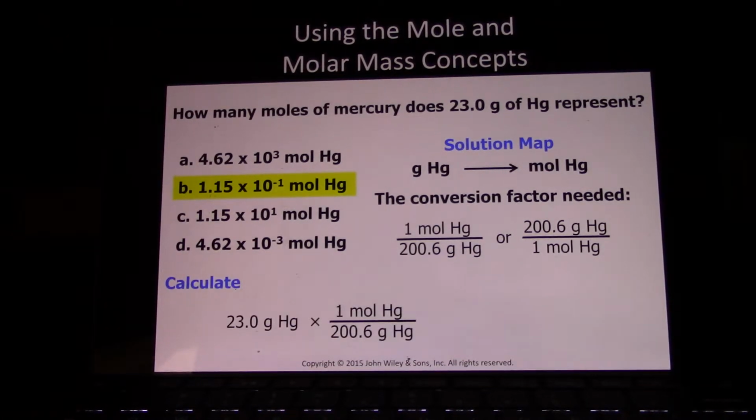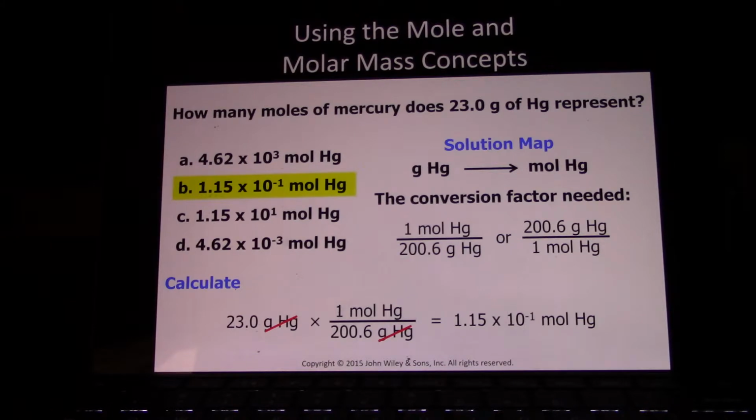And that's our conversion factor. 1 mole of mercury is equivalent to 200.6 grams of mercury. And we get 0.115 moles of mercury, or 1.15 times 10 to the minus 1 moles of mercury. So again, if you're converting between grams and moles, you must use the periodic table. That's the only place you'll find the conversion factor between grams and moles.